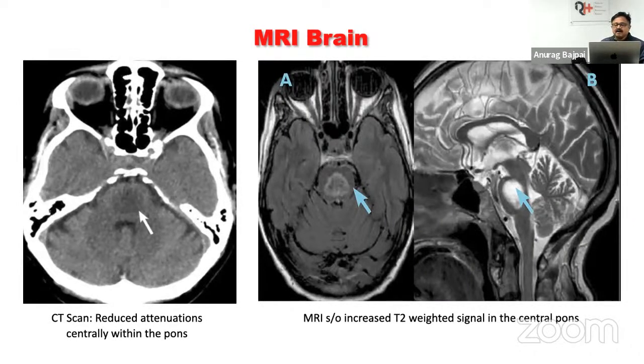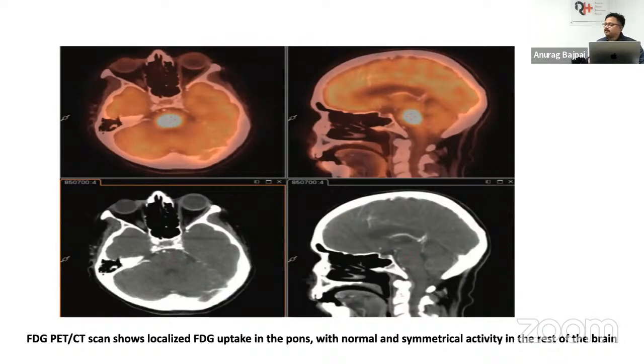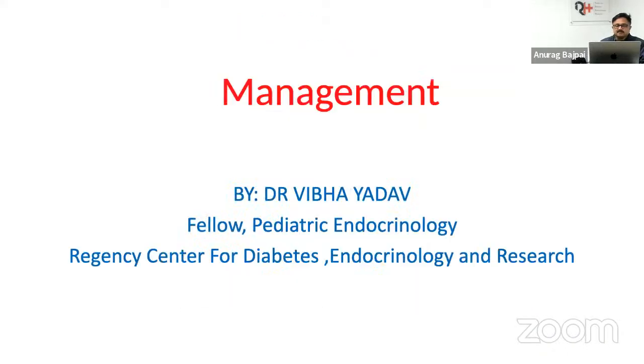You can see hyperintense signals there, which is suggestive of ODS. And this is fluoride deoxyglucose imaging, in which the myelinosis part will be hypermetabolic, and we get the signals here, and the rest of the brain looks normal. So that is the imaging. Just see the central parts.